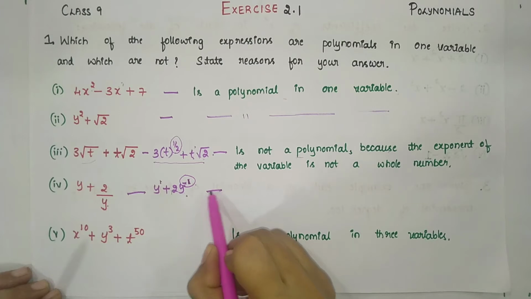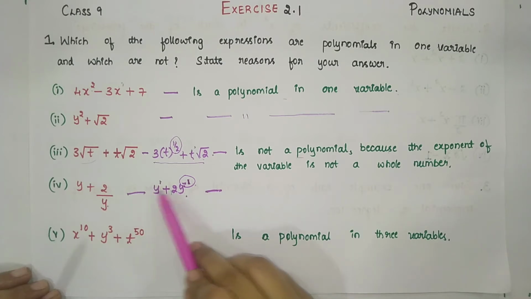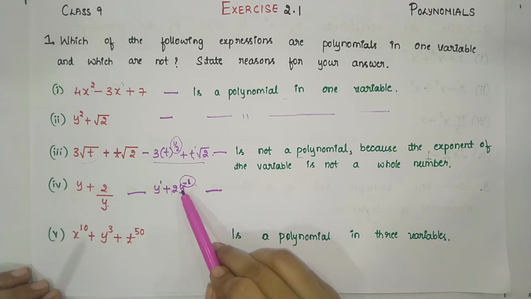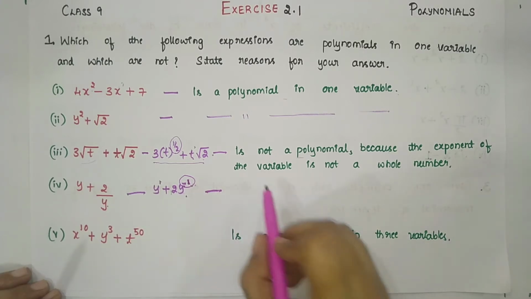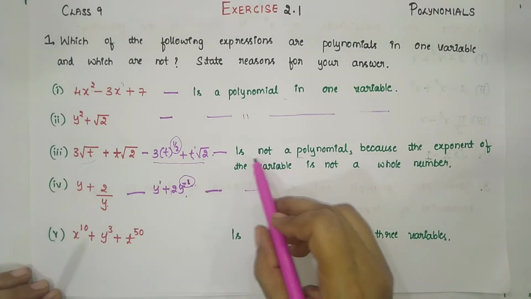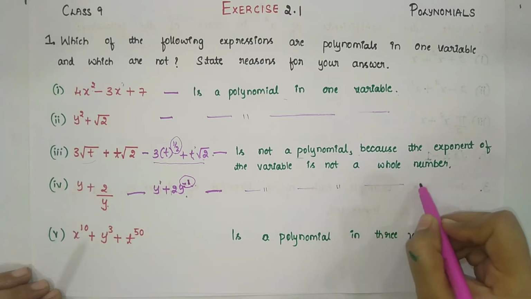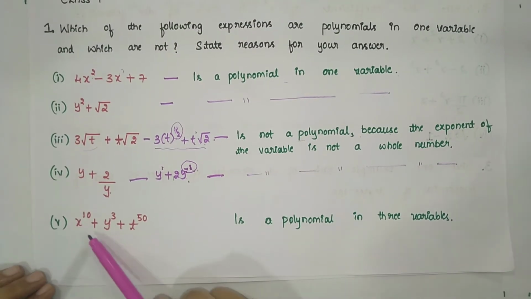So you should write the same reason. Even though it has only one variable, it is just an expression with one variable. It is not a polynomial because the power or the exponent of the variable is minus 1 and is not a whole number. So you should write the same reason, that is, it is not a polynomial because the exponent of the variable is not a whole number. Now let us see the fifth question.